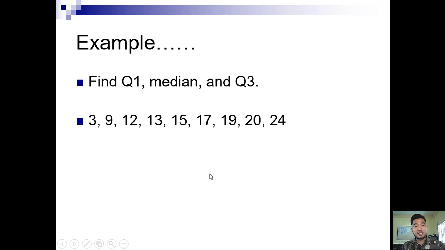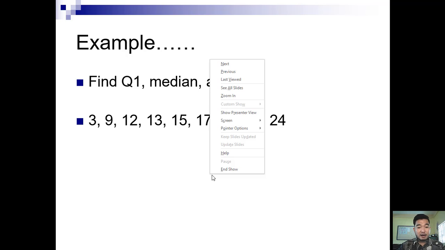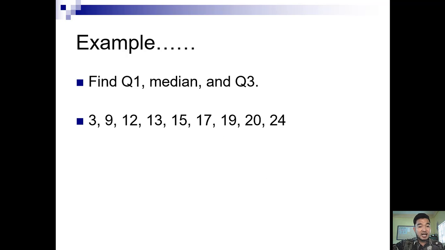Let us have an example. Suppose that we have the set of scores 3, 9, 12, 13, 15, 17, 19, 20, and 24. Make sure that your set of scores ay naka-arrange in ascending order. Ibig sabihin, para makita talaga ninyo yung tamang posisyon ng mga scores, naka-arrange siya mula sa pinakamababa hanggang sa pinakamataas. Hindi po pwede na gulo-gulo siya, random. Kasi hindi nyo makikita yung posisyon, mamamali kayo.